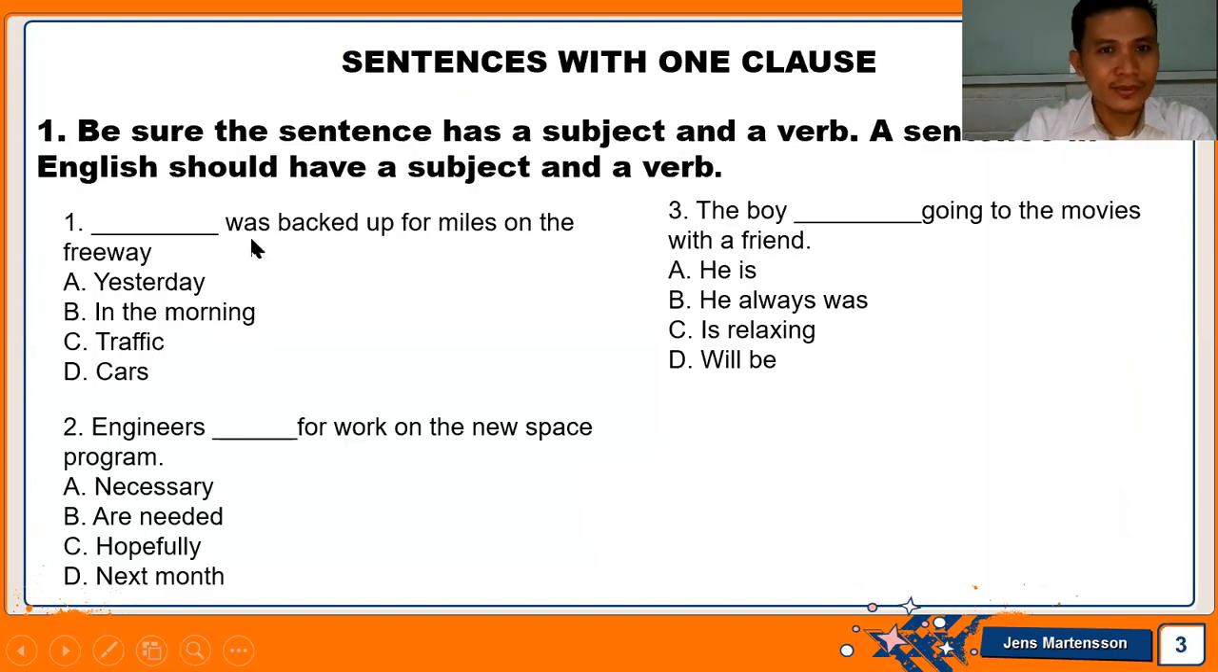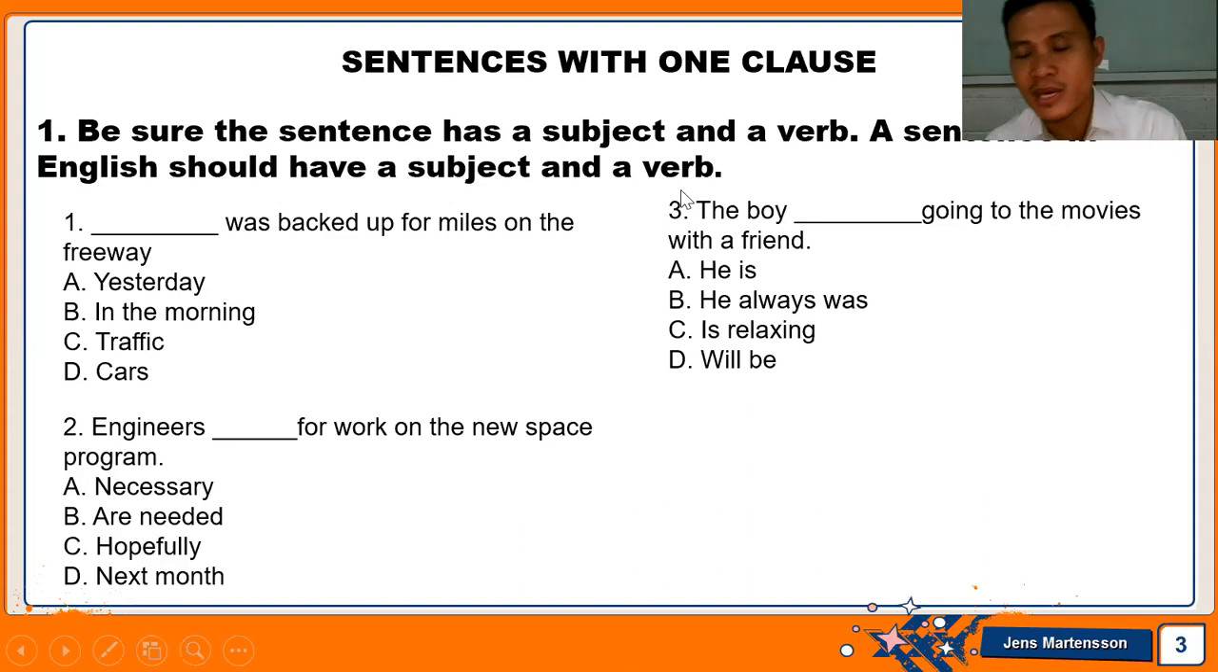So let's start. Now I want you to be active and participate. First I'd like to give you a clue. I have 3 questions here, and then it will be your turn to answer very quickly, in 1 minute. The topic for number 1 is: be sure the sentence has a subject and a verb. When you are doing the exam, you must be sure that the sentence has a subject and a verb. A sentence in English should have a subject and a verb.